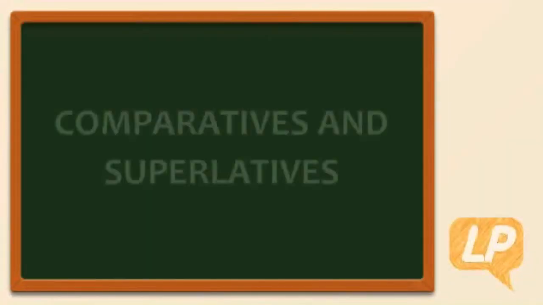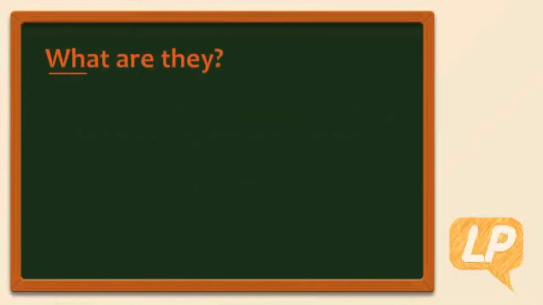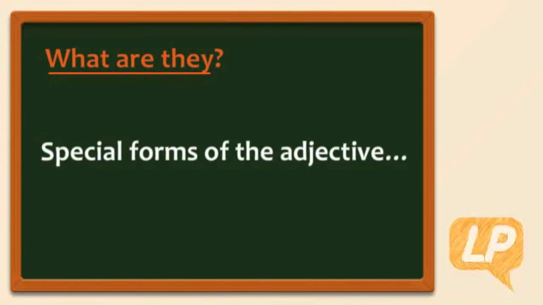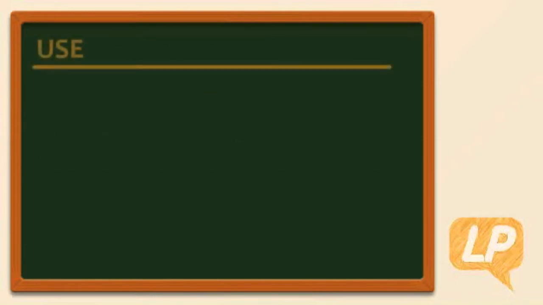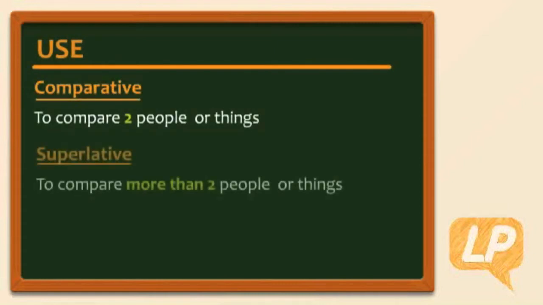Hello there. Welcome to the lesson preview for comparatives and superlatives. So what are they? Comparatives and superlatives are special forms of the adjective. We use the comparative to compare two people or things, and superlatives to compare more than two persons or things.